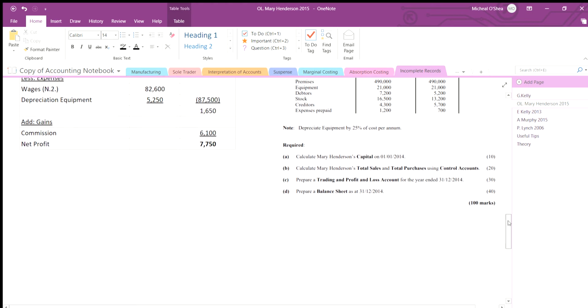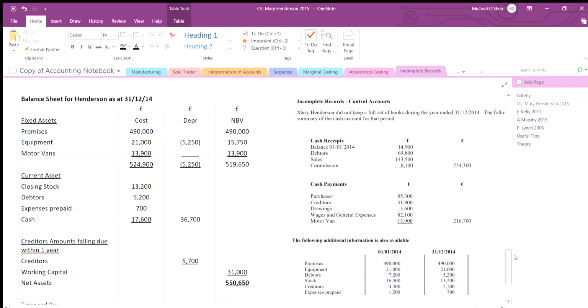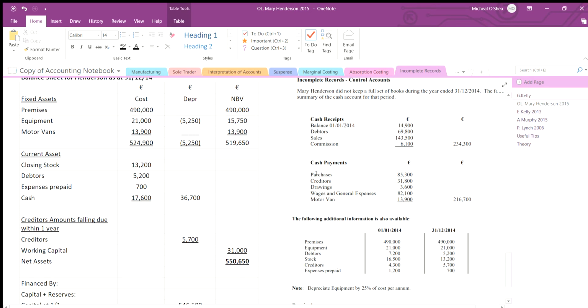It starts off as normal with our fixed assets. So my fixed assets here I can take from the question. We're told we have premises here. We're told we have equipment, and we also purchased motor vans. So my premises started at 490, there was no depreciation, so it finished at 490. My equipment started at 21,000 given here, again for the end of the year 21,000. The year was depreciation of 25%, I found that to be 5250, and therefore my net book value is 15,750. Motor vans, I bought them throughout the year for 13,900, so again my balance sheet for the end of the year, my cost was 13,900.